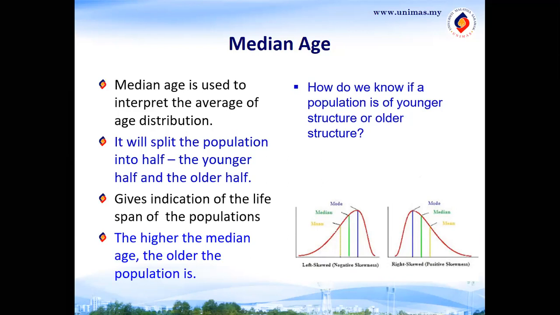Jadi separuh berumur 17 ke bawah, separuh lagi adalah lebih daripada 17 tahun. And if we assume that the distribution is normal, maka apa yang kita boleh jangkakan daripada itu adalah the most likely maximum age untuk populasi tersebut adalah 17 campur 17, that would be berapa? 17, 34 tahun ya, more or less on average.